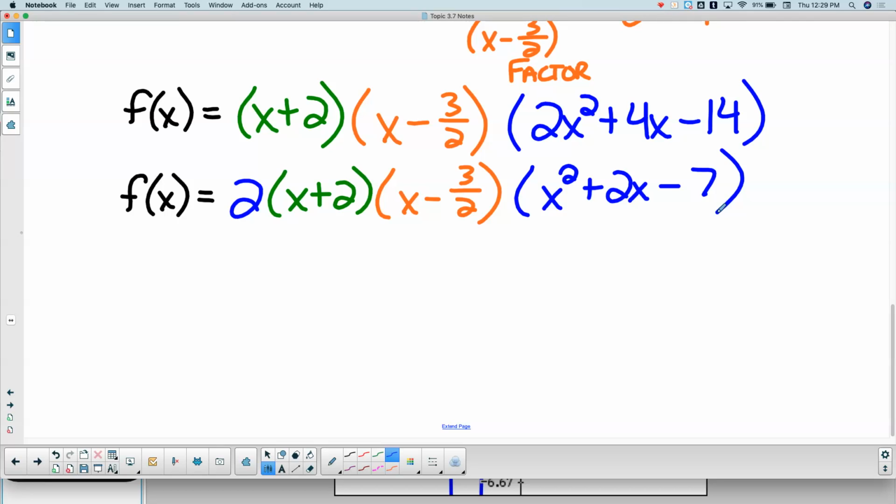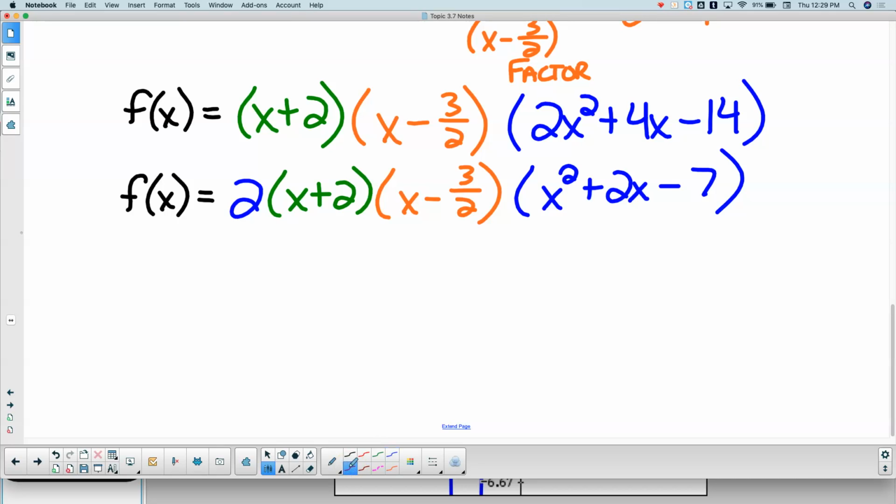We've made it to bus stop number 2. We're completely factored. Now we want to get all the way to bus stop number 3. So what do we do? How? I set all of the factors equal to 0. Do I have to set the 2 equal to 0? No, because 2 doesn't equal 0, so I'm okay there.